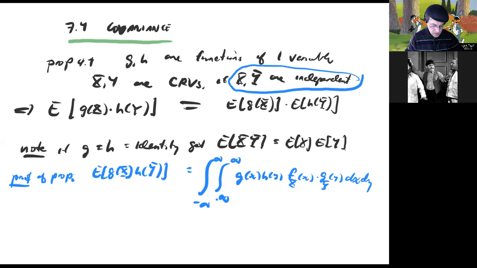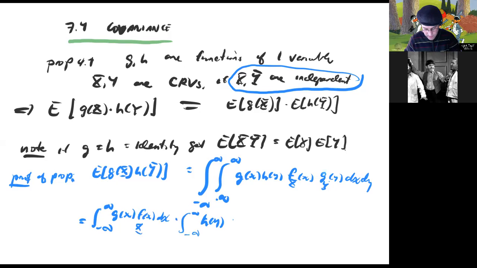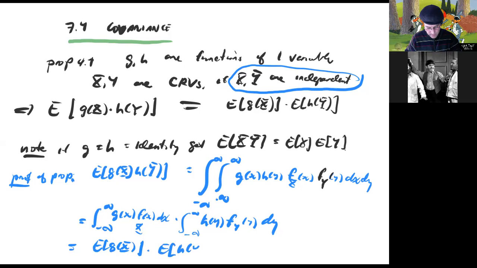Well, we can now use the Fubini theorem. We can break this up as the integral from minus infinity to infinity of g of x times f sub x of x dx times the integral from minus infinity to infinity of h of y times f sub y of y dy. Oops, I had a notational mistake here; I meant a probability density function, not a g. And this is, by a proposition we proved way back when, the expected value of g of X times the expected value of h of Y, and that's what we needed to show. So that's it, we did it.